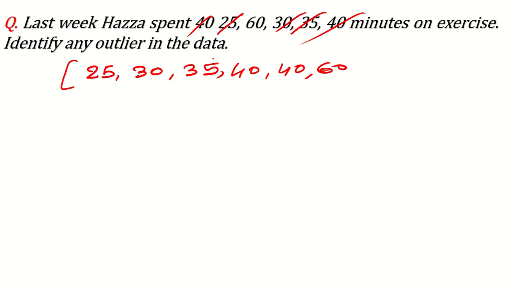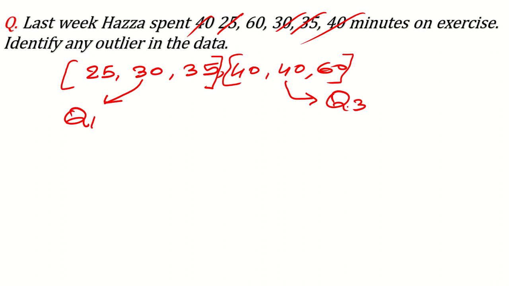So we will make the group of these 3 numbers and these 3 numbers. I'm not finding the median here; I don't think it is required. Now, in the first group, what is the middle number? This 30. So this is the first quartile. And then in the second group, 40 is the middle number. So this is the third quartile.